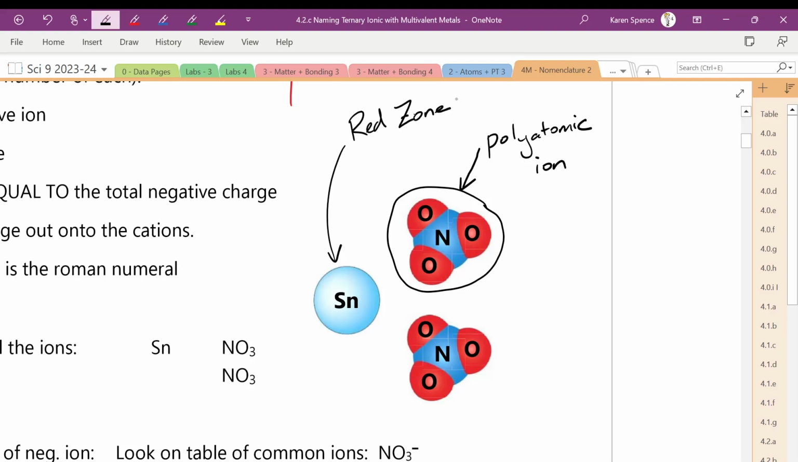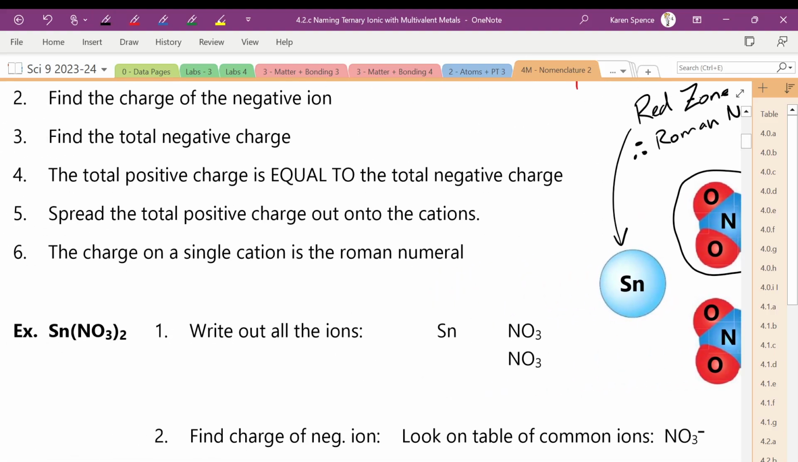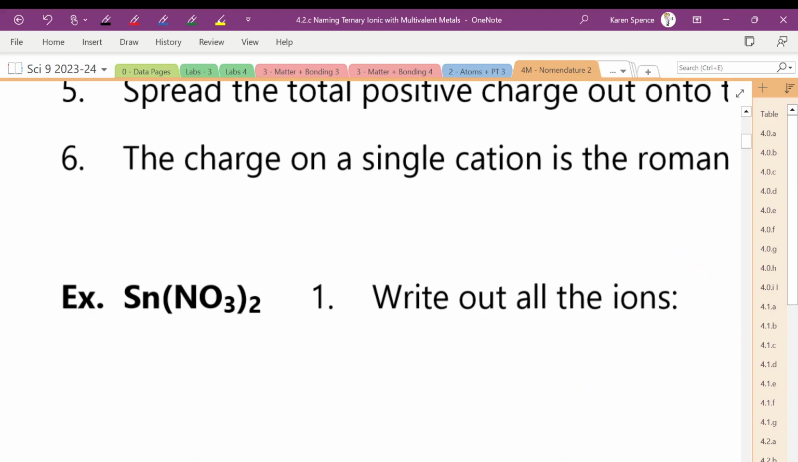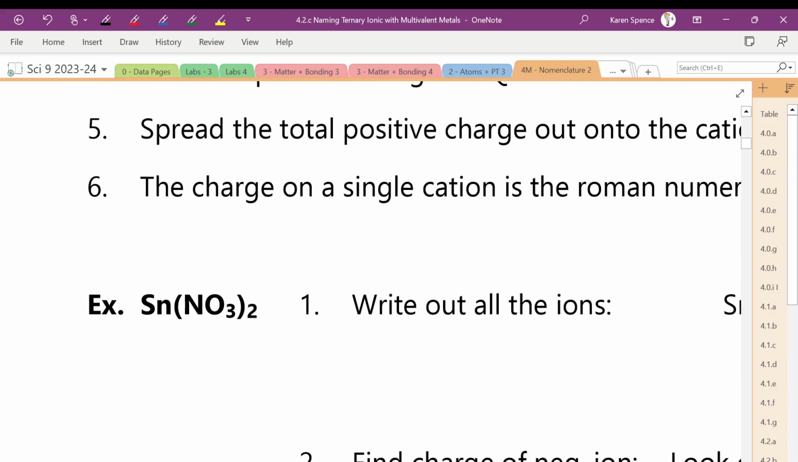So tin will need what? Yeah, therefore we need a Roman numeral. Okay, so now we have this thing which is red zone plus it's got a polyatomic ion. So you will be given a formula that looks like this one right here, Sn(NO3)2.